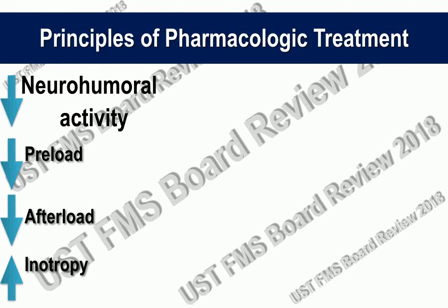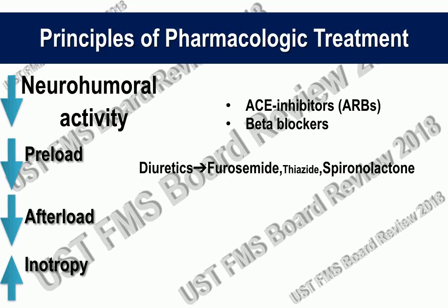So when you talk about the principles of pharmacologic treatment, you all want to target the primary mechanism for heart failure. And so primarily you want to decrease the neurohumoral activity, and that is achieved with your ACE inhibitors and your beta blockers. You also want to decrease the preload. That means you want to decrease volume, and that's why you give your diuretics, primarily your loop diuretics, which is first line for acute heart failure. The others are your thiazides and your spironolactone.